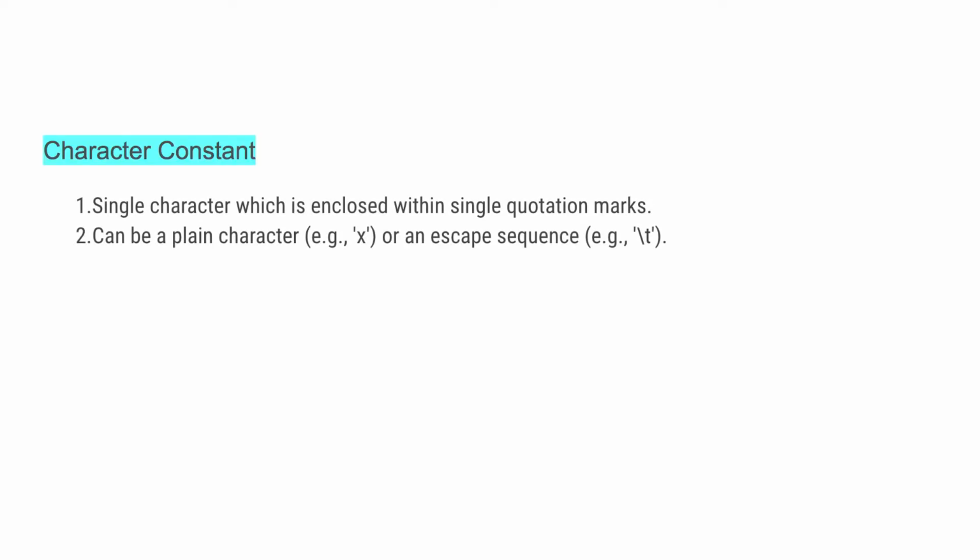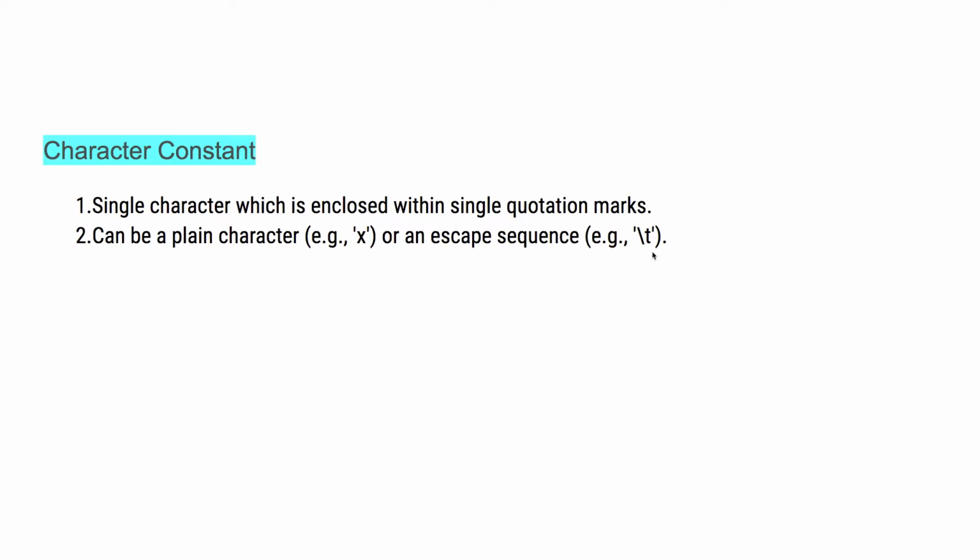Next is character constants. A single character which is enclosed within single quote marks is a character constant. These constants can be a plain character, for example 'x', or an escape sequence, that is '\t'.